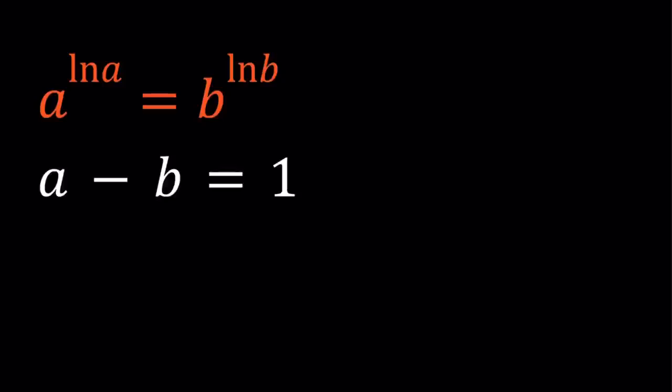Hello everyone. In this video we're going to be solving an exponential system. We have a to the power ln a equals b to the power ln b and a minus b equals 1, and we're going to be finding the a and b values. When you look at the first equation, the obvious conclusion is a equals b, right?